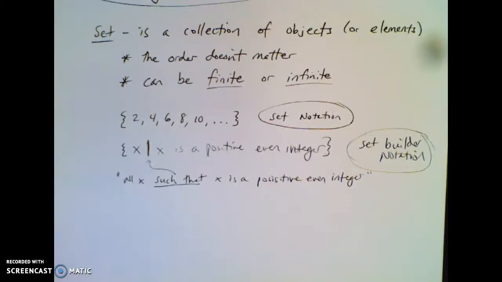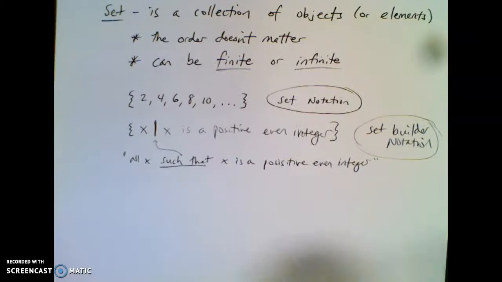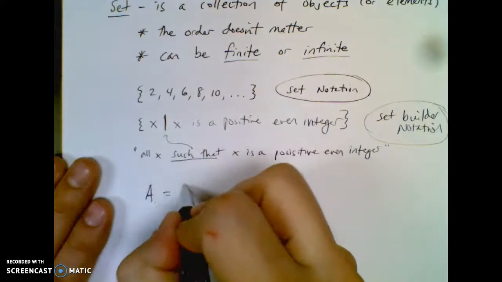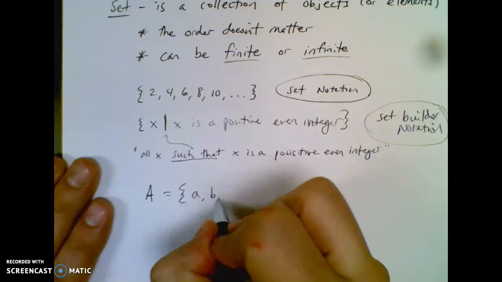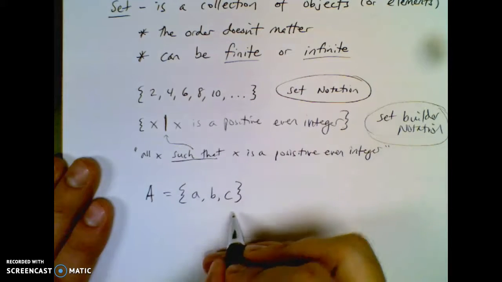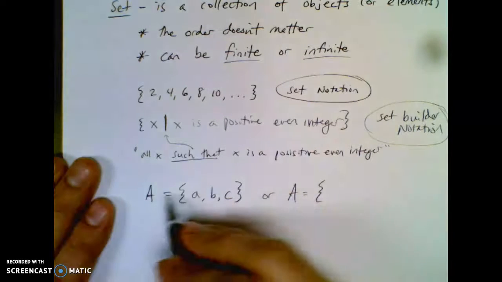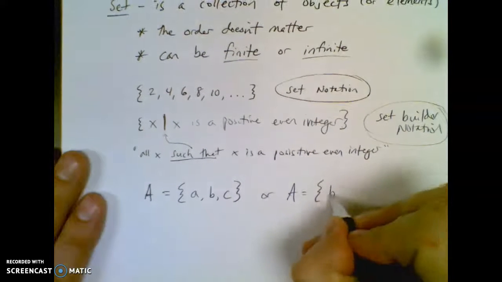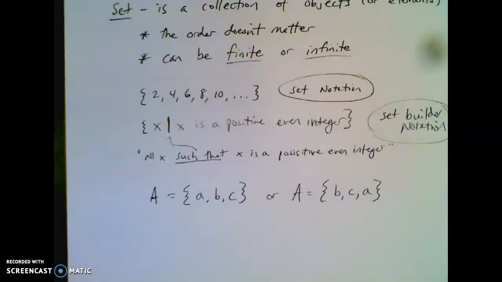Remember how I said order didn't matter? Technically, I could scramble these up in any order I want. Or, well, let me get a different pen because my pen's dying. Or if I wanted to say set A is this, I'm going to write it in set notation, not set builder. It has these three elements. I could also write the exact same set. See how it's still called capital A? These two are the exact same set. Doesn't matter the order, it just matters that they have the same elements.